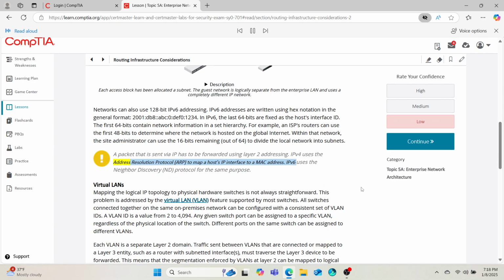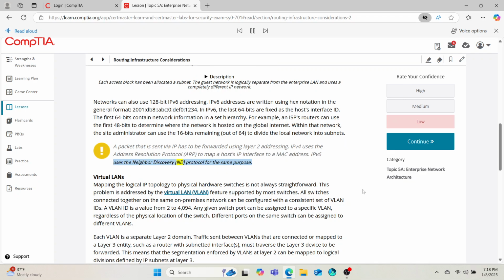IPv4 uses the Address Resolution Protocol, ARP, to map a host's IP interface to a MAC address. IPv6 uses the Neighbor Discovery, ND, protocol for the same purpose.